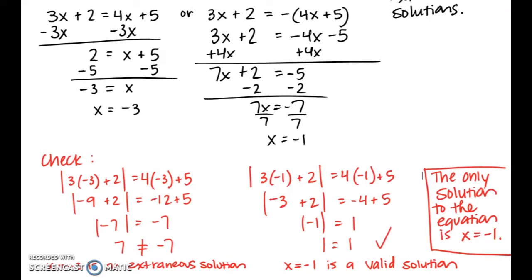So you can see my work below. We find out that 7 is equal to negative 7. That's a false statement. So that means that x equals negative 3 is an extraneous solution. So that's what is hidden under the screencast-o-matic picture in the video. Now on the right side, it does work. So that means that x equals negative 1 is a valid solution, and that is the only solution to the equation.